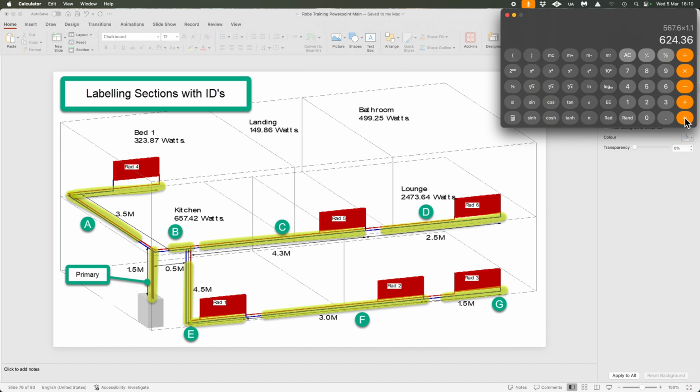And there we go. And there's our pressure drop for section C. And that is 624.36. Not worth putting that. So 624 is absolutely perfectly fine, and we'll put that in onto the next slide.